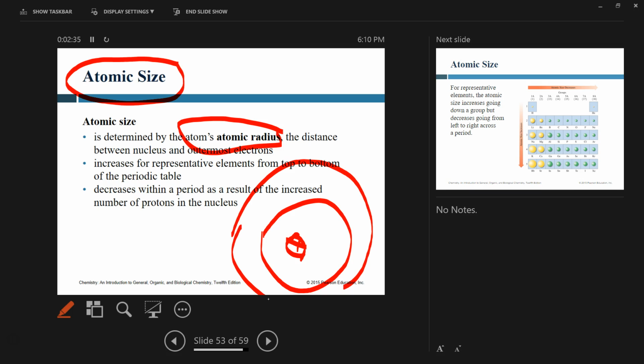Excellent. So the distance from the nucleus to the outermost shell will be essentially an atomic radius. Does that make sense? And it's basically the same idea as the size. So, the bigger the atom, the bigger its atomic radius. Is that clear? The bigger the atom, the bigger the radius. Now, how does it change within the period and within the group?